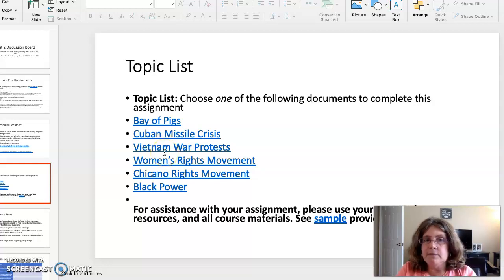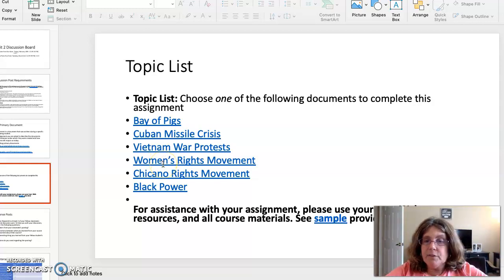Okay, the third topic is Vietnam War protests. This is a speech given by John Kerry in front of Congress regarding protesting the war, why we shouldn't be involved in the war. So that's important as well.